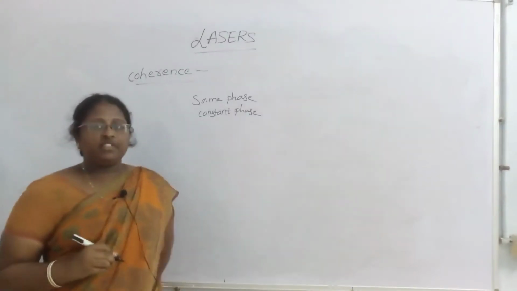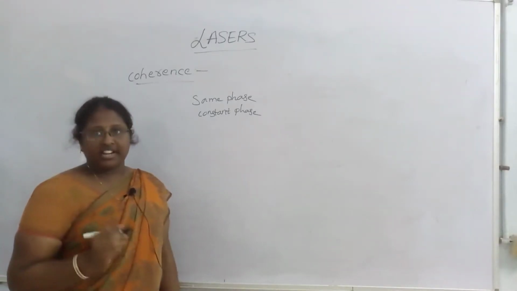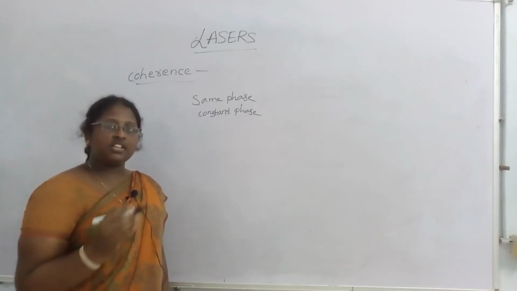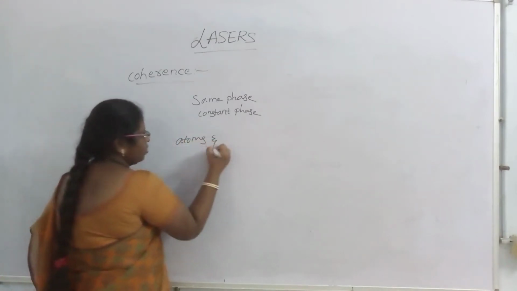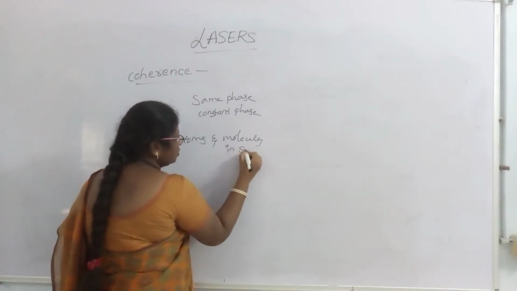We know that the light from a source is the sum total of radiations from billions of atoms or molecules in the source.